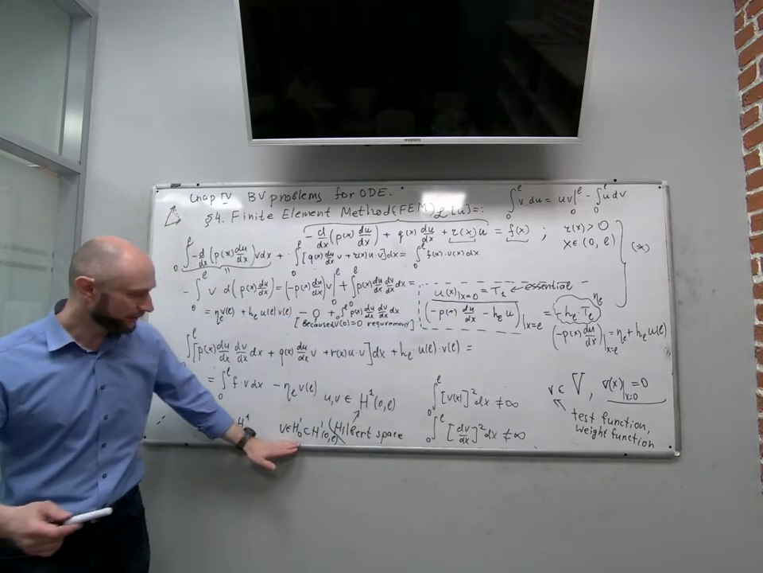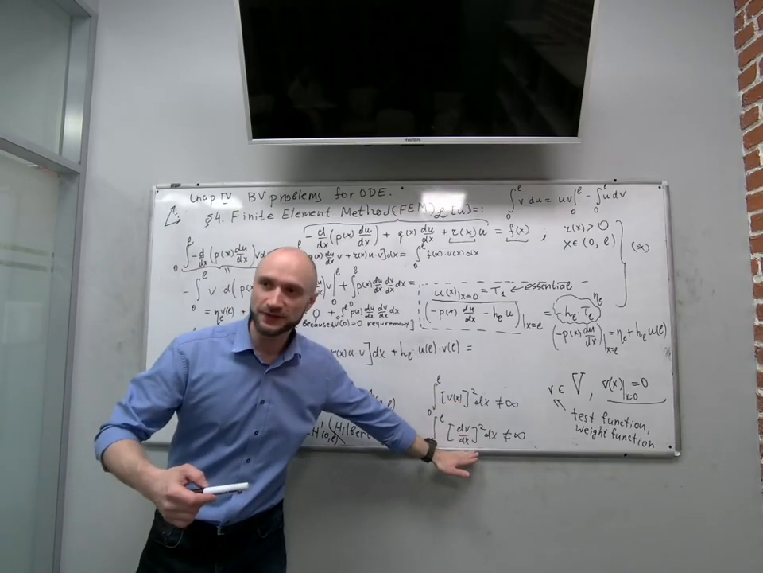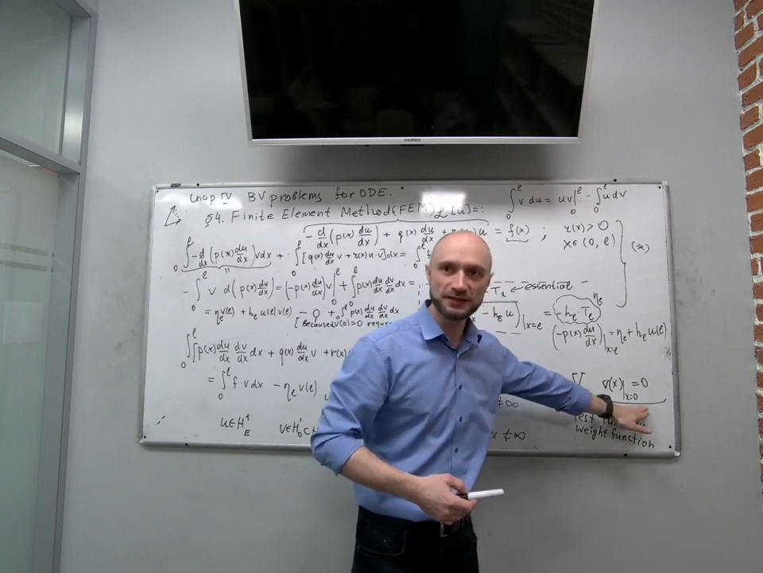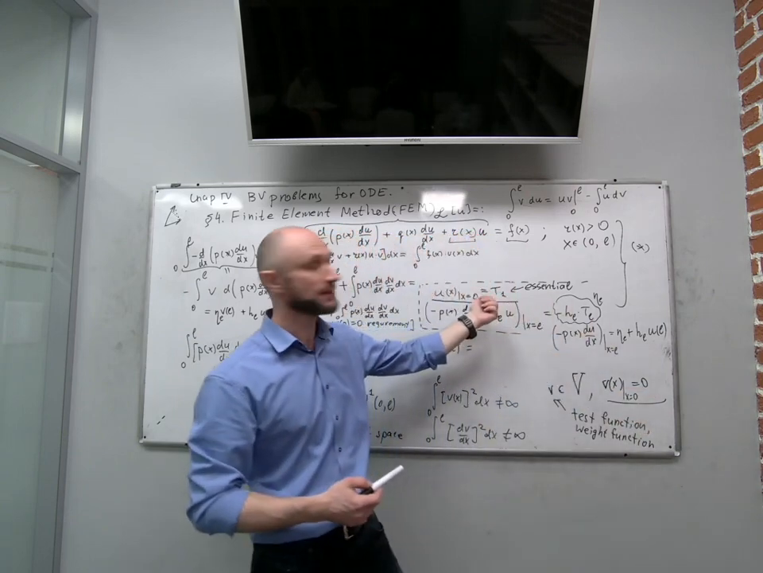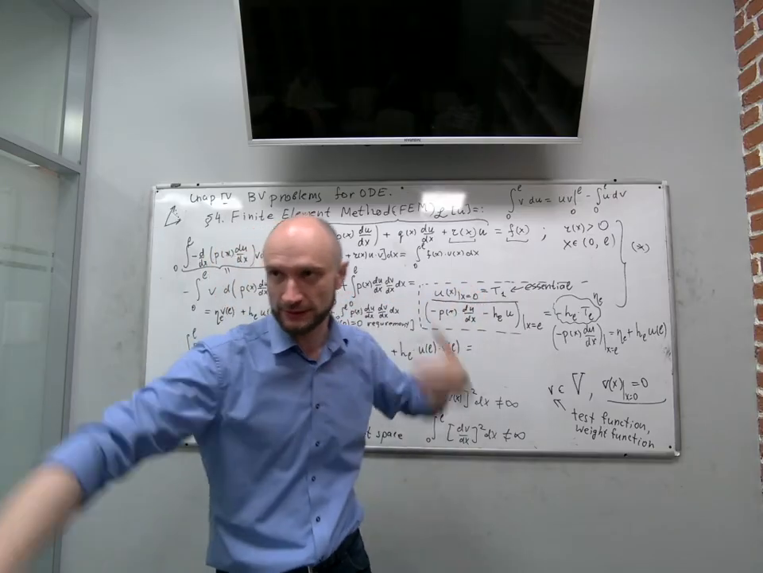And a similar thing about v. V is any function that satisfies these two conditions, and I know from the beginning that they satisfy zero condition at this point, or points if there are more than one point like this. Okay.